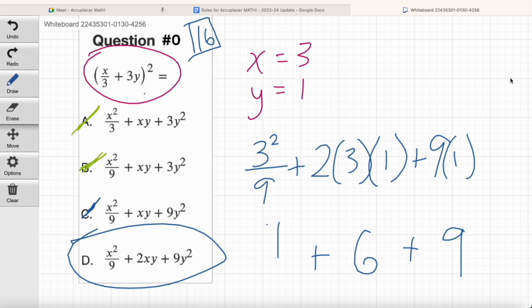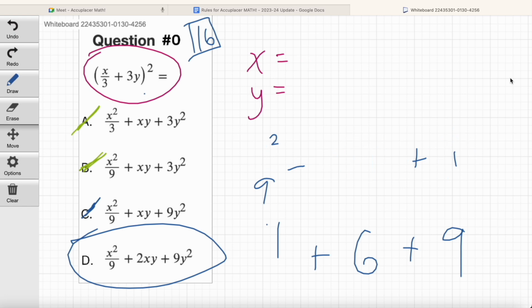Questions about that, or does that make sense? Yeah, that makes sense. So I'm just picking the best numbers to plug in that's going to give me a whole number. Yeah, you want to get rid of the answer choices that don't work for those values and confirm the right one.